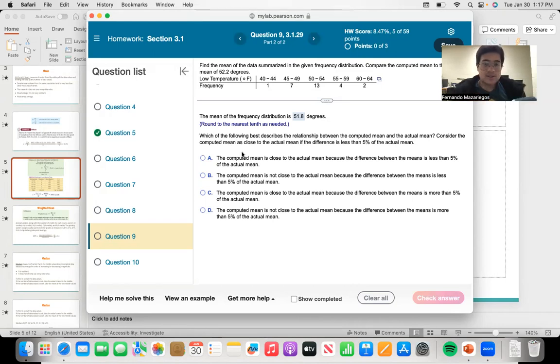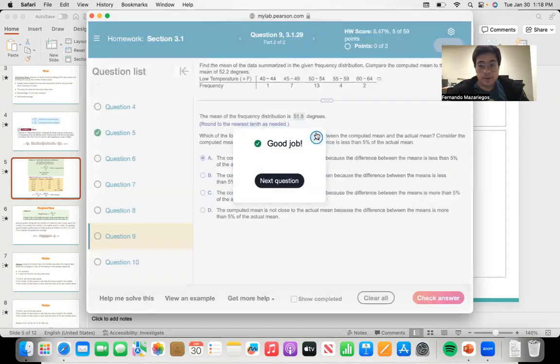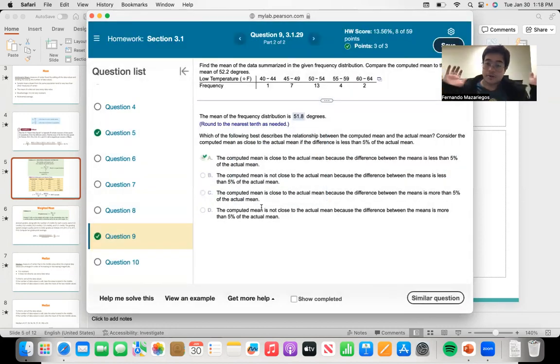And how much is that with respect to the actual mean? It is 0.007, so that means 0.8%. So yes, option A looks good. And yeah, so these 4 options are just asking us, is the difference between these two less than 5% or not? So for them to be close, we need them to be less than 5%. Okay, good.